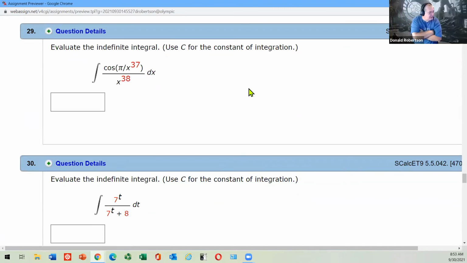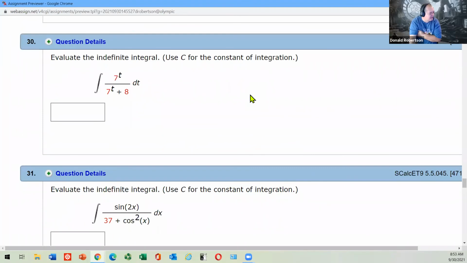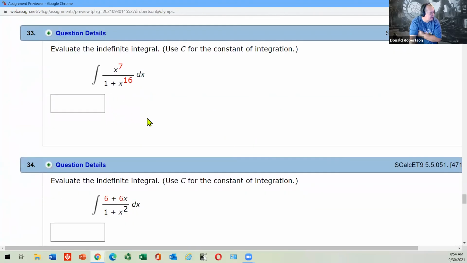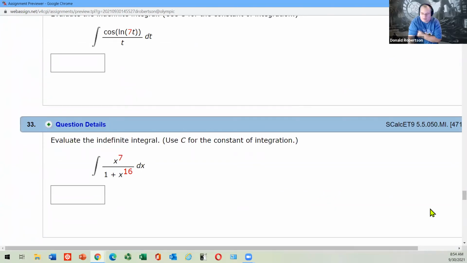What do you think 29 is? You should get a brownie point if you get this one. Pi over x to the power of 37. Yes, it is. I'm surprised you got that one so quick. This one's just the bottom. That's a trig, forget it. That's a trig, forget it. This one, let's stop there. The last few are all special cases, right?